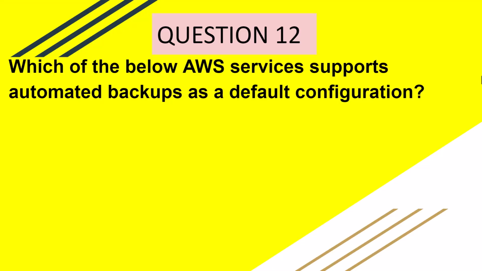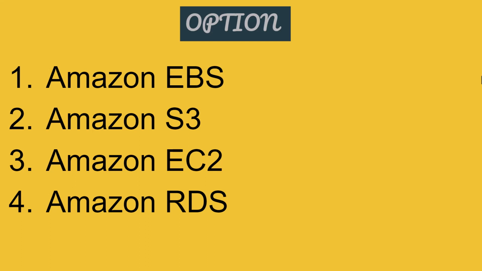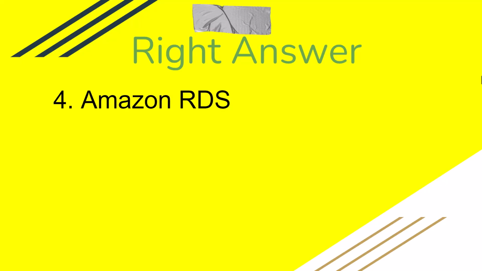Question 12. Which of the below AWS services supports automated backups as a default configuration? Option 1. Amazon EBS. 2. Amazon S3. 3. Amazon EC2. 4. Amazon RDS.